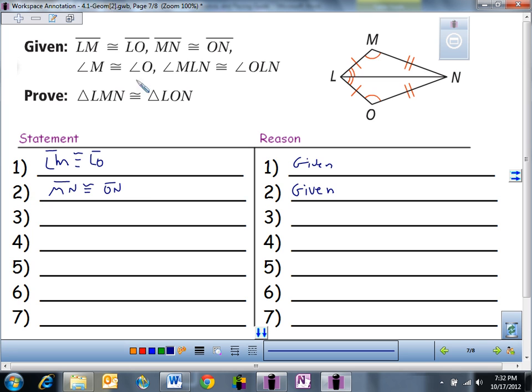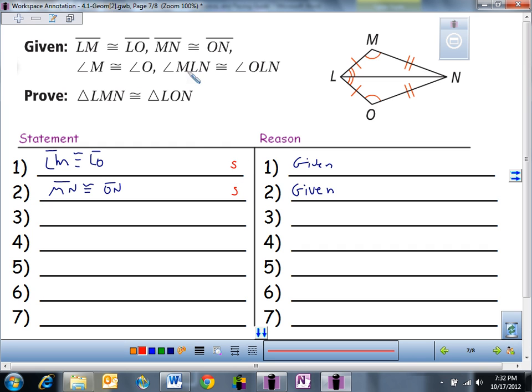So let's make some markings, or actually they're already done for us. So LM and LO, and then MN with 2 hash marks and ON with 2 hash marks. For two triangles to be congruent, we have to show that all the sides are the same and all of the angles are the same. And what we have right now, here is a side and here is a side.